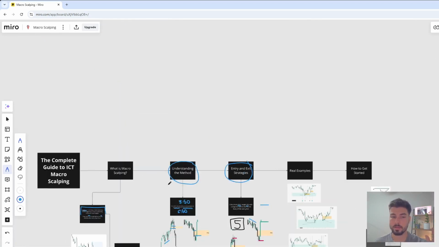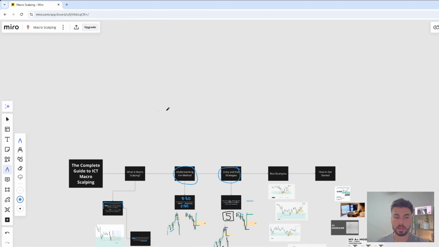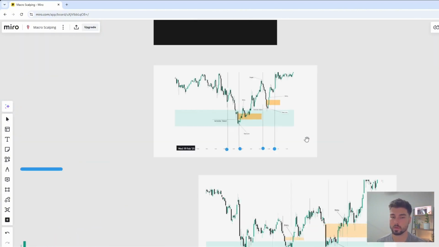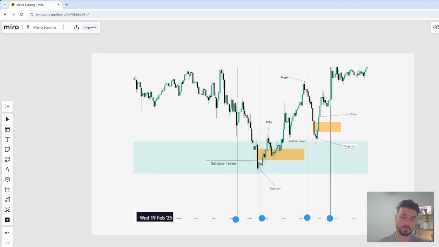Now, what do we say? Let's go back. What do we say? We need to be in a macro. We need to have an inversion fair value gap, and we need to have low resistance liquidity to target. Those are our criteria. So jot that down, and now let's talk about this. Go into a bit of detail here.